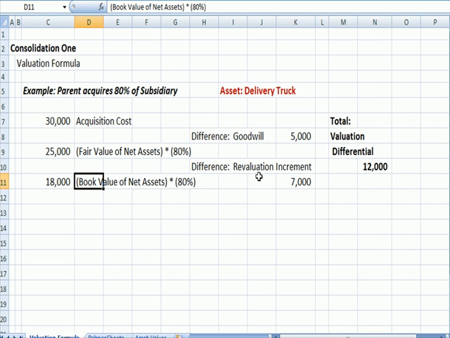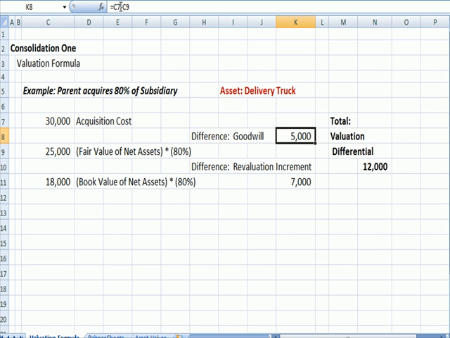We break that difference between the acquisition cost and the book value into two terms. The first term is revaluation increment. Increment can mean increase. And what we're saying here with the $7,000 is we're going to account for the difference between the fair value and the book value and call that a revaluation increment. It can also be a decrement with a D. We'll see that later.